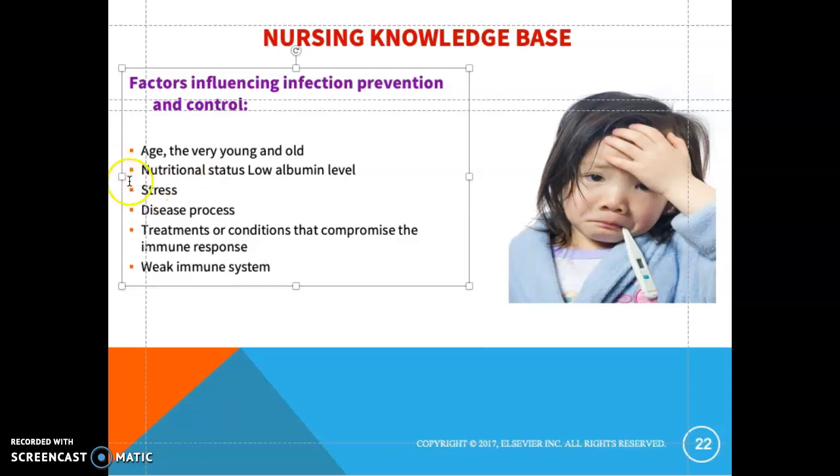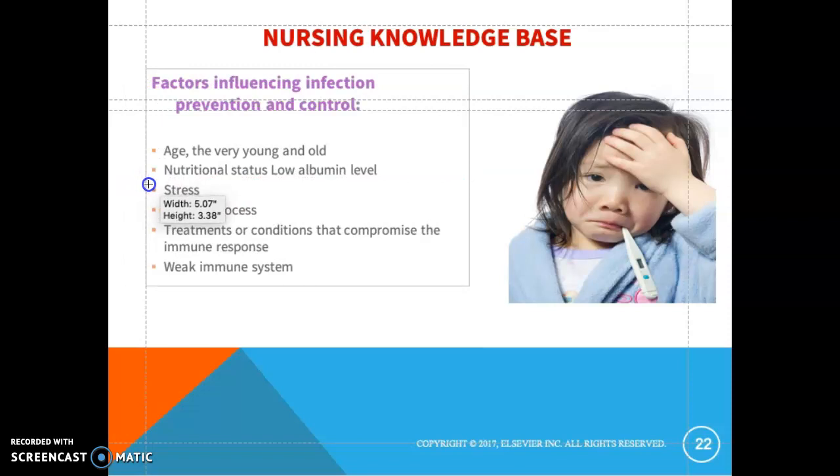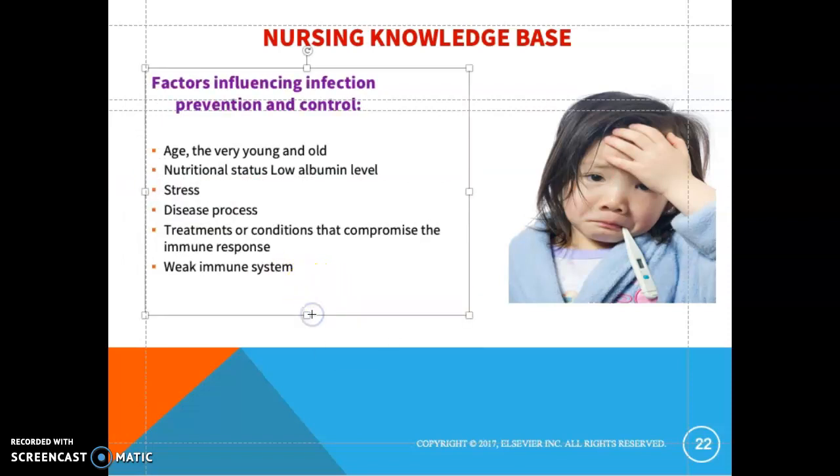Also stress: how do you manage stress? It's important. Stress plays a huge role in terms of infection. So it's important that you manage your stress effectively and develop effective coping skills to decrease your stress levels.